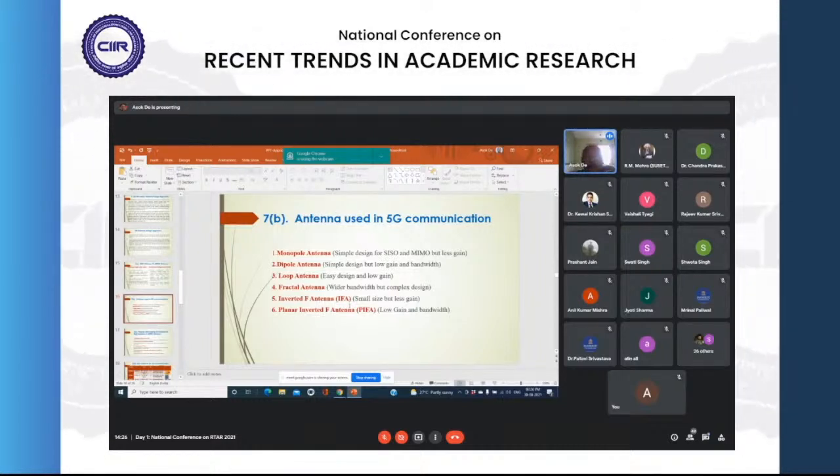Fractal antenna, wider bandwidth but complex design. Inverted F antenna, small size but less gain. Planar inverted F antenna, which has low gain and bandwidth.